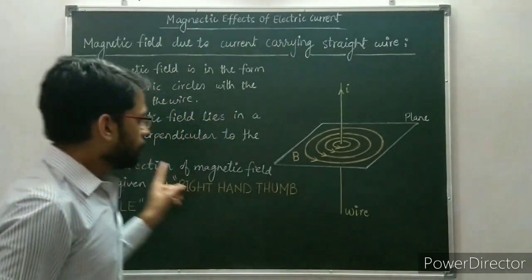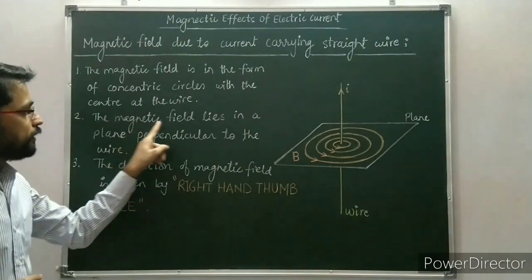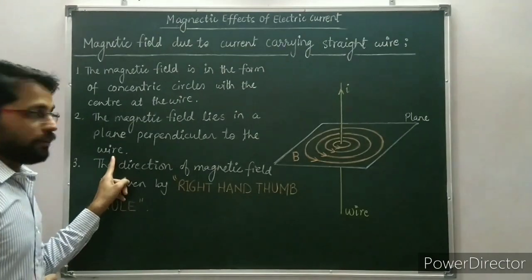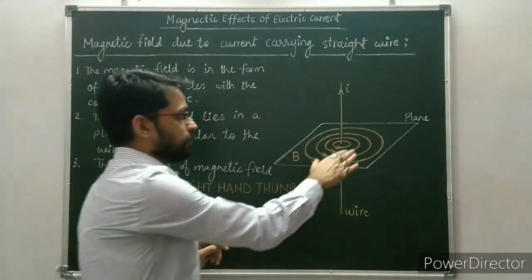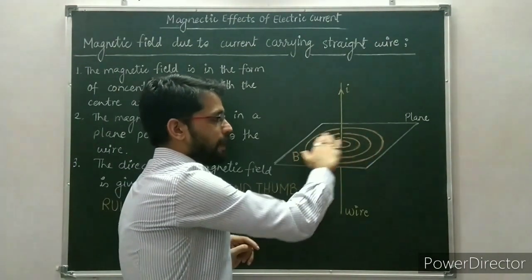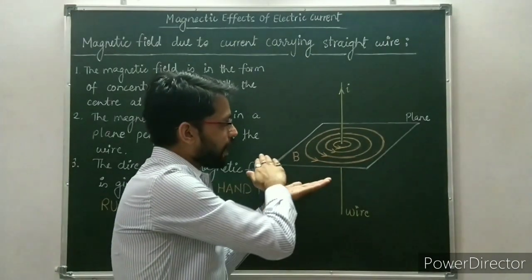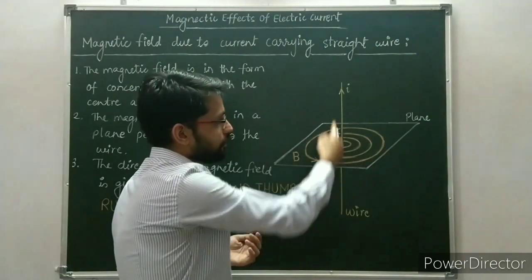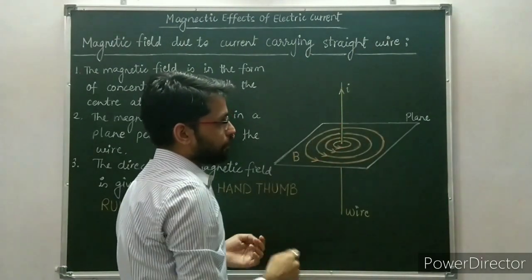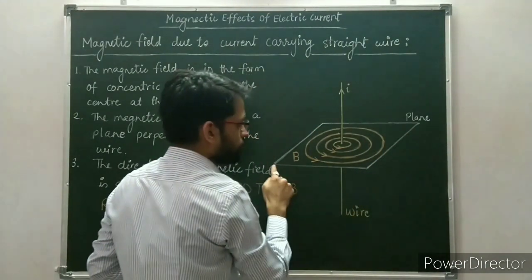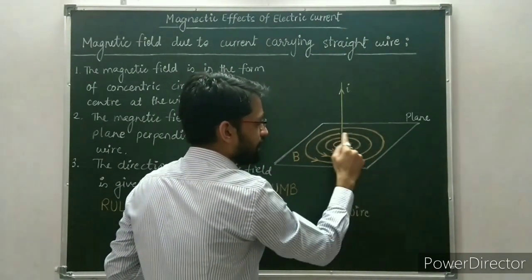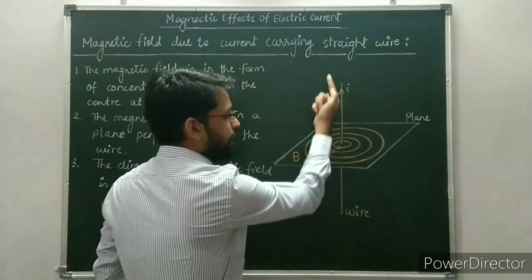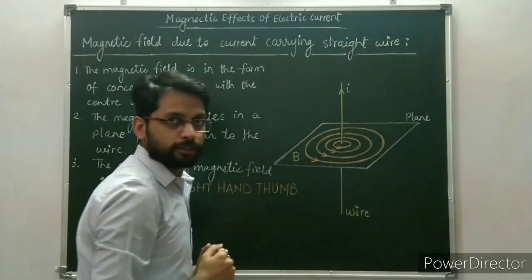The second point is the magnetic field lies in a plane perpendicular to the wire. It means these circular magnetic fields lie in a plane which is perpendicular to the wire or current. So this is the plane in which these magnetic field lines are lying, and this plane is perpendicular to the current.